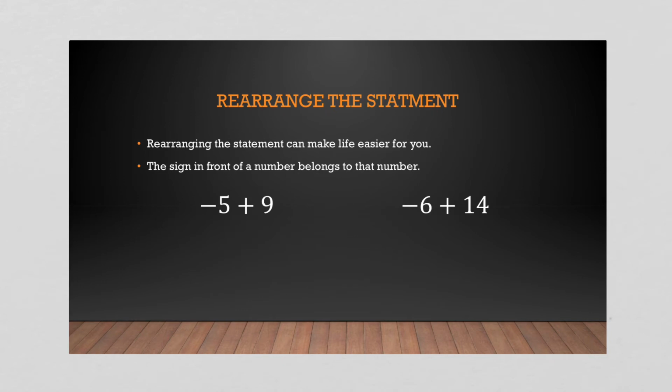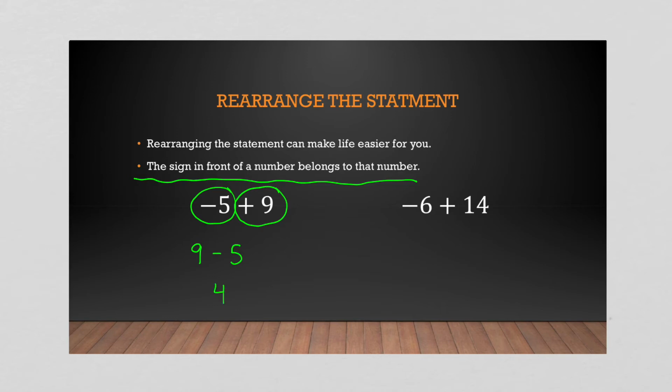Now here I say you can rearrange numbers. A lot of times this blows people's minds. The sign in front of a number belongs to that number when you look at a statement. So here we have -5 plus 9. You could rearrange this, and write it as plus 9 followed by -5. And the thing is the plus is redundant. We don't write it. And now we just have a subtraction statement. 9 minus 5. That's easy.